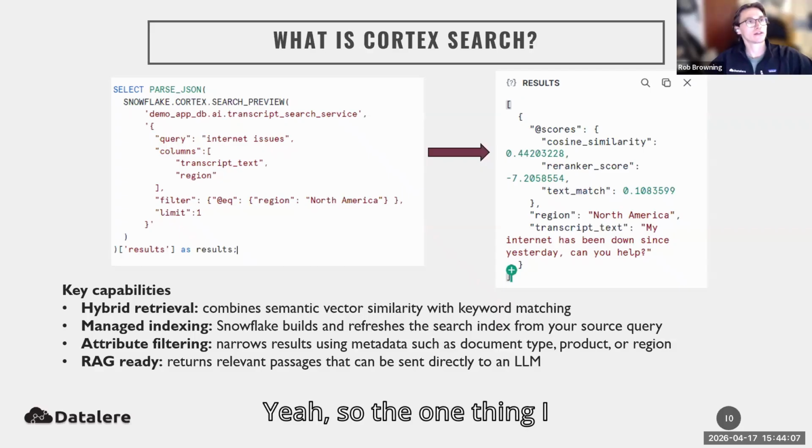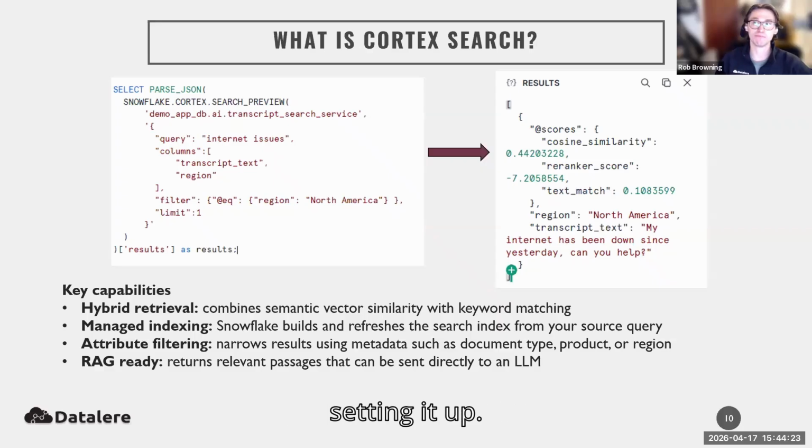Yeah, so one thing I would call out there is you want to pay attention to the indexing interval. They call it the target lag, which is the name of the parameter when you're setting it up. What that defines is effectively how often you're going to be refreshing. And if you think about what the actual process is doing when it's refreshing, it's effectively building a snapshot of that query.